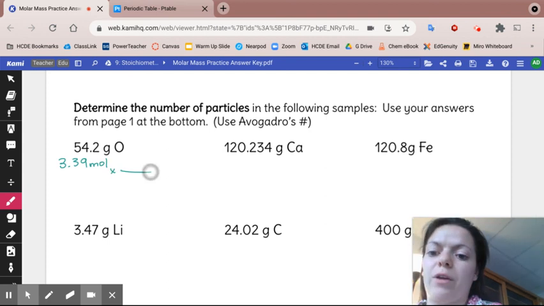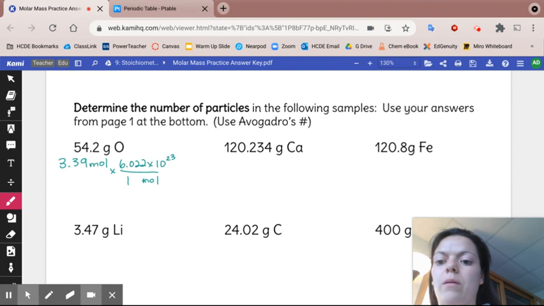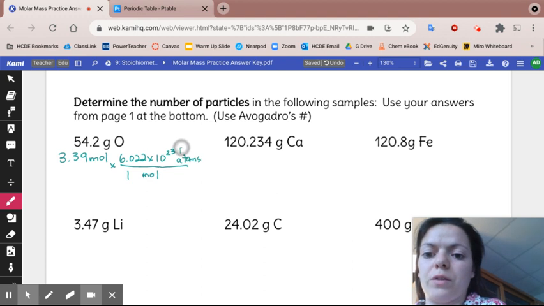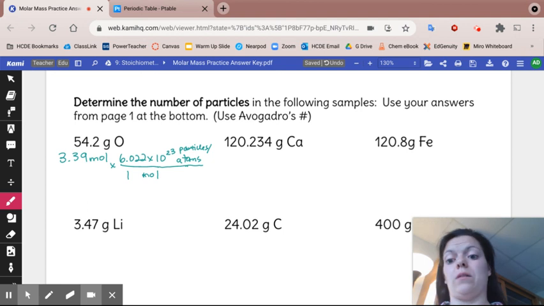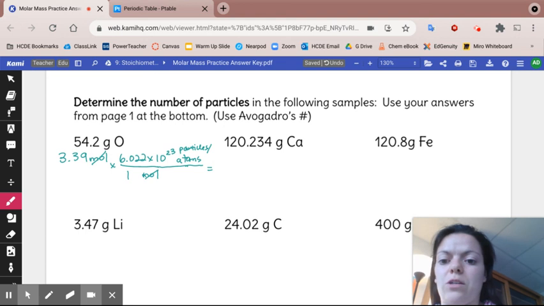Okay, and remember that in every mole, we have Avogadro's number of particles, or atoms in this case, because we only have one oxygen. Okay, so I have 6.022 times 10 to the 23rd atoms or particles. It doesn't really matter which term you use in this case, okay, for every 1 mole of any given substance. Okay, in this case, we're looking at oxygen. My moles will then cancel out, and my final answer is going to be in atoms because I could cancel out my moles. Okay, so I'm going to multiply 3.39 times 6.022 times 10 to the 23rd.